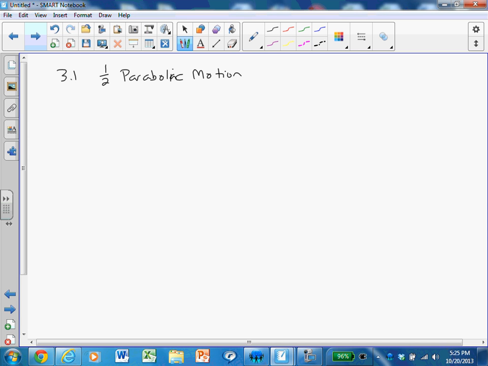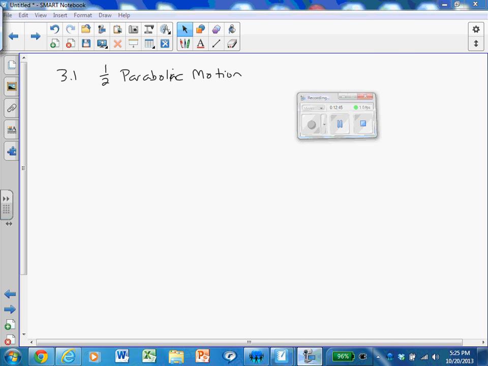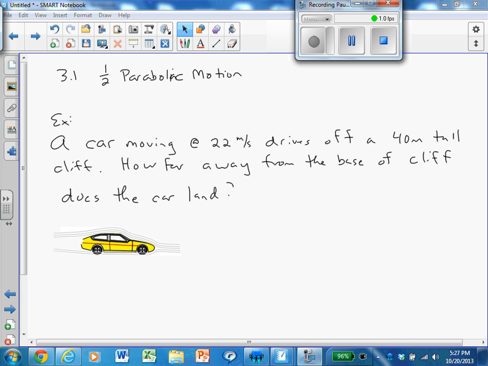You can think of a lot of situations that describe this. A ball rolling off a table, or a car driving over a cliff. Those are examples of half parabolic motion. So we'll get right into an example with this. A car moving at 22 meters per second drives off a 40-meter tall cliff. How far away from the base of the cliff does the car land?